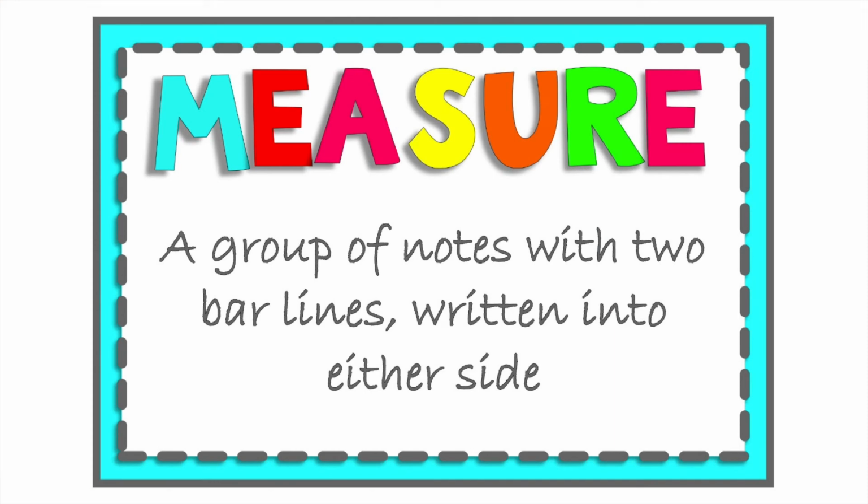Alrighty, so our new word for today that we mentioned earlier is a measure. Let's go ahead and do a call and response of the definition for a measure. A group of notes with two bar lines written into either side. Good. So a group of notes with two bar lines written into either side. So a measure of music is how we measure the number of notes that we're going to see.